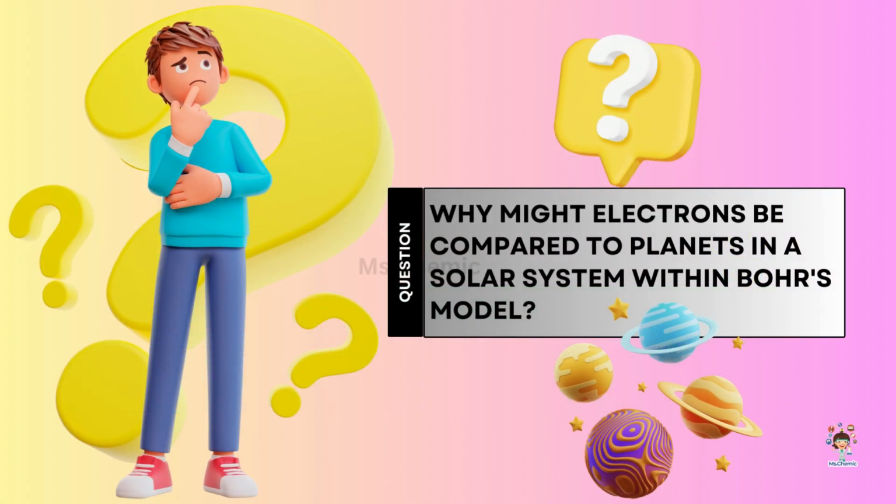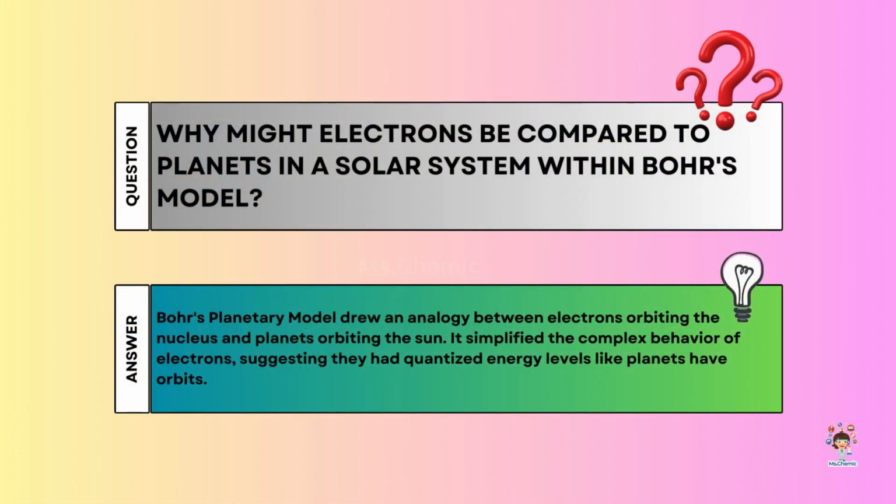Why might electrons be compared to planets in a solar system within Bohr's model? Bohr's planetary model drew an analogy between electrons orbiting the nucleus and planets orbiting the Sun. It simplified the complex behavior of electrons, suggesting they had quantized energy levels like planets have orbits.